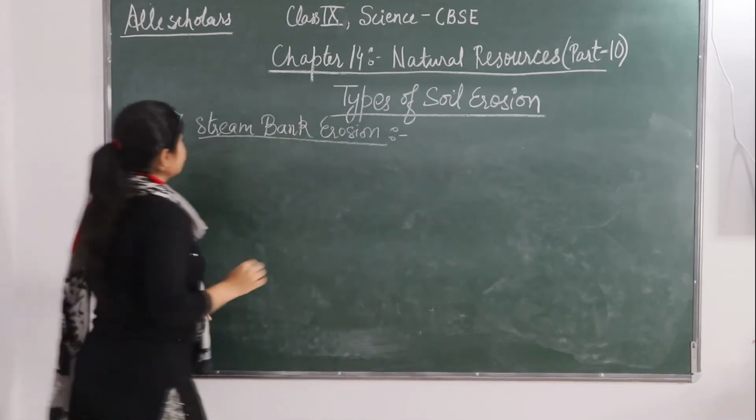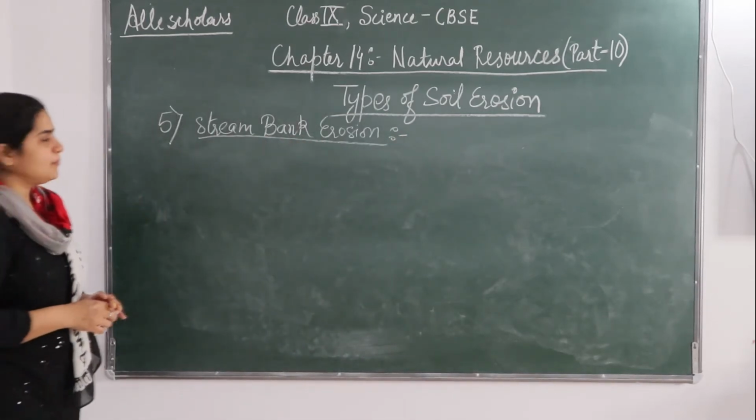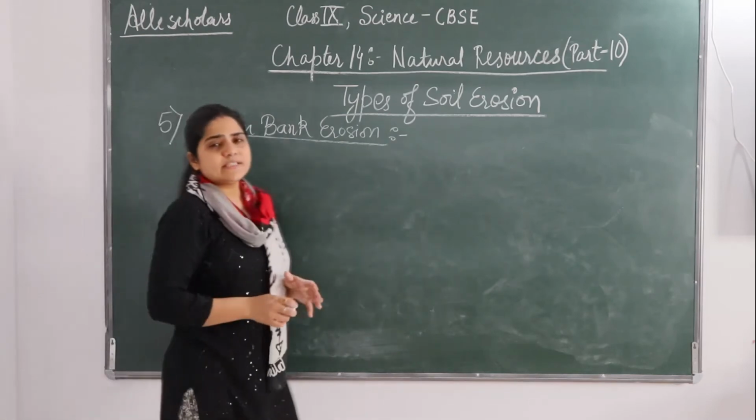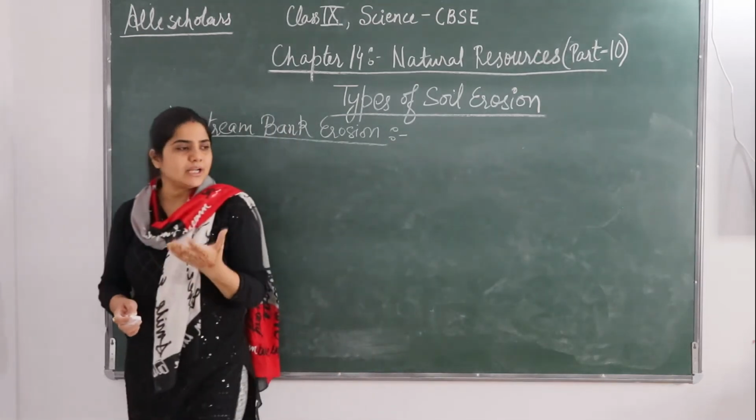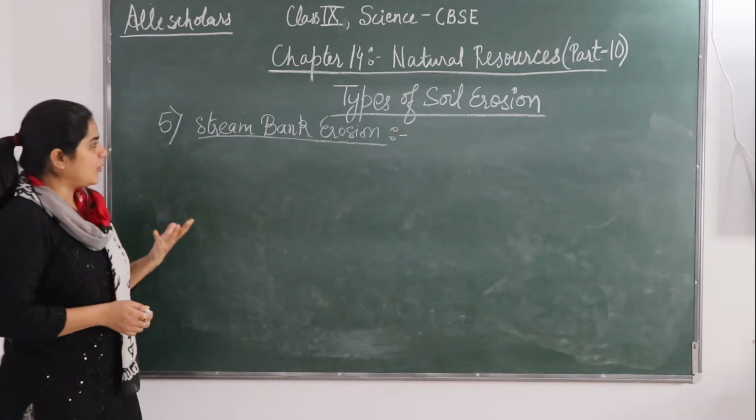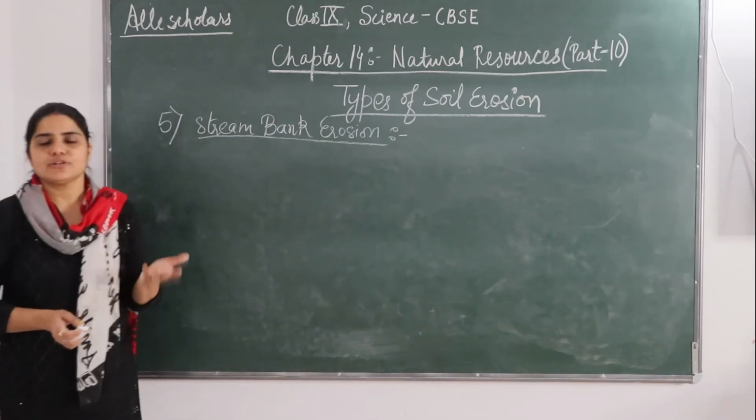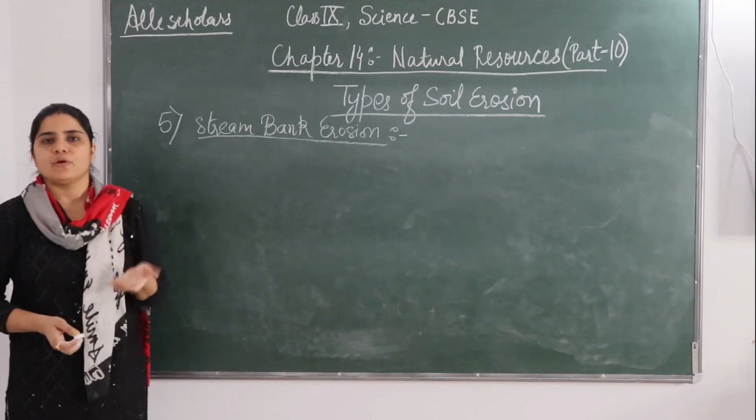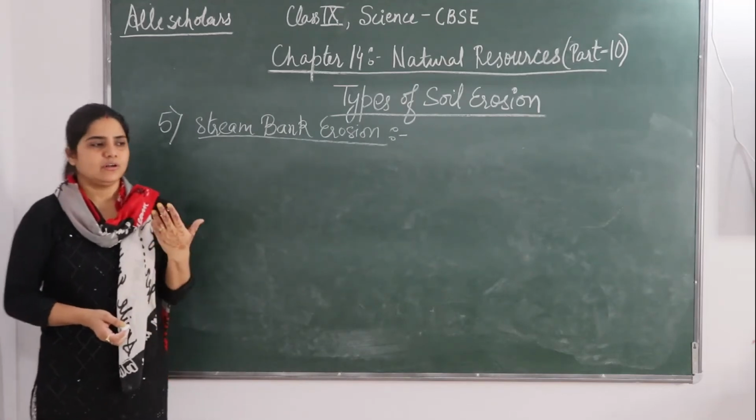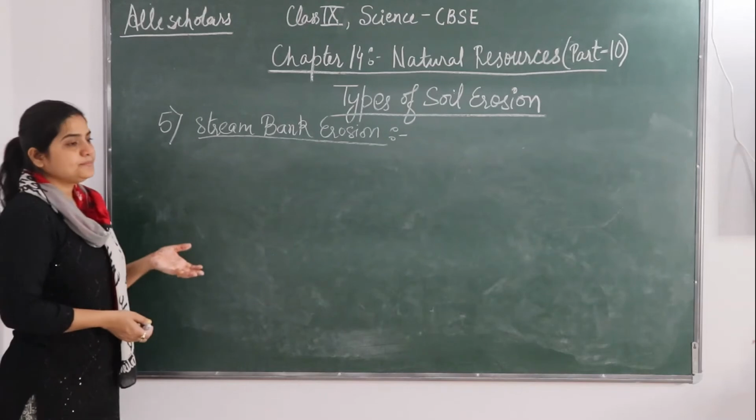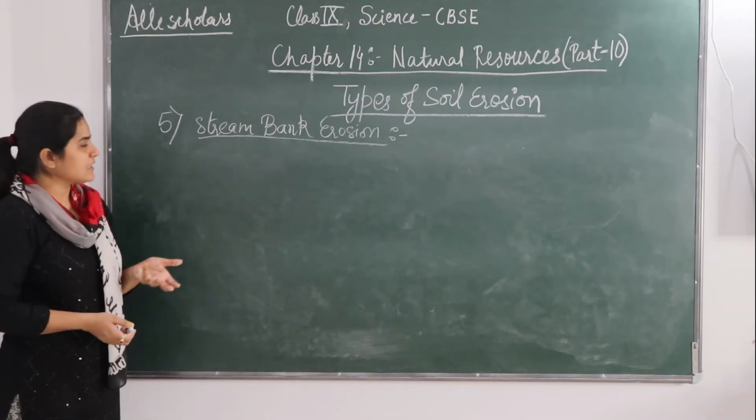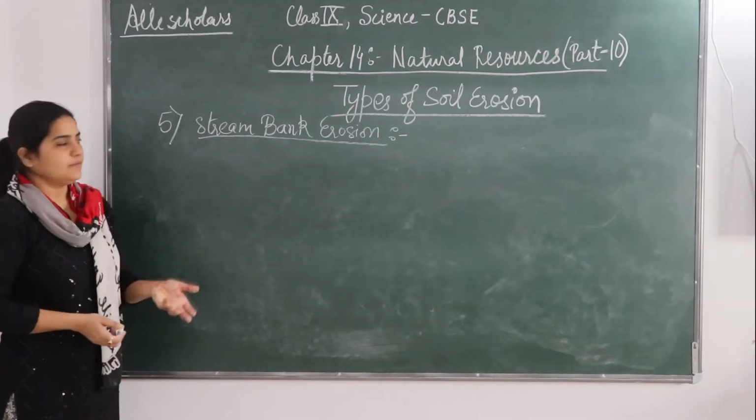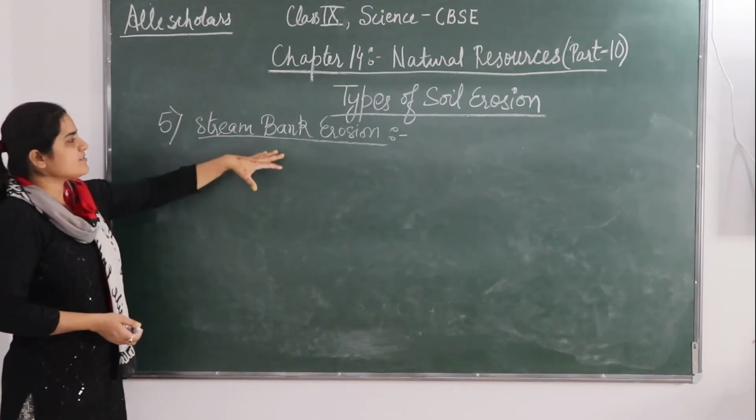Okay, so the next type of erosion is stream bank erosion. This type of erosion is nothing but a washing up of soil from the banks of a stream or river. The soil is being removed from the bank of a river, or from the banks of a stream or a river. So that's why the name is stream bank erosion.